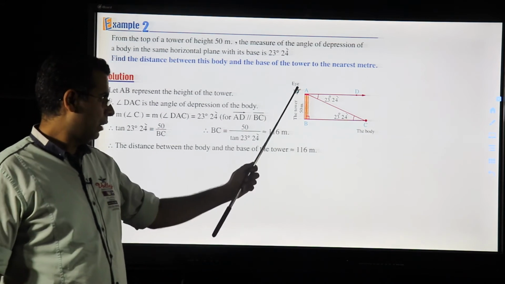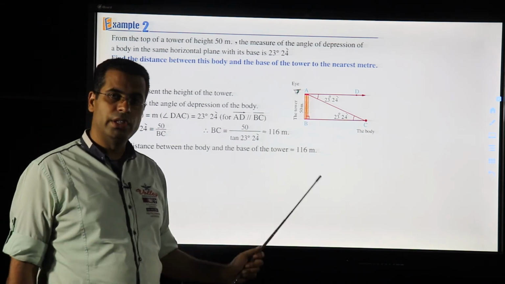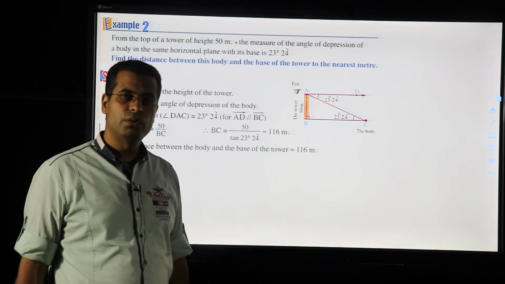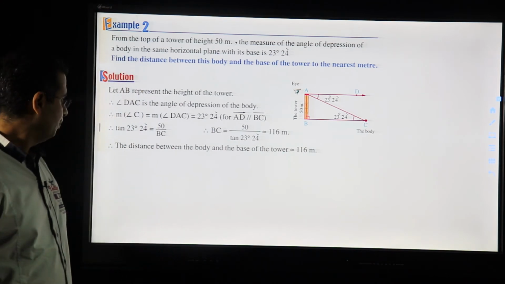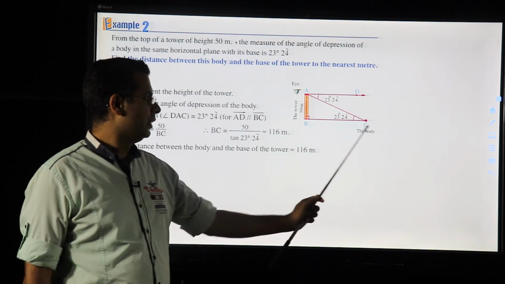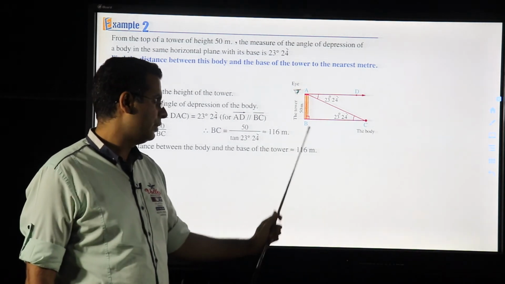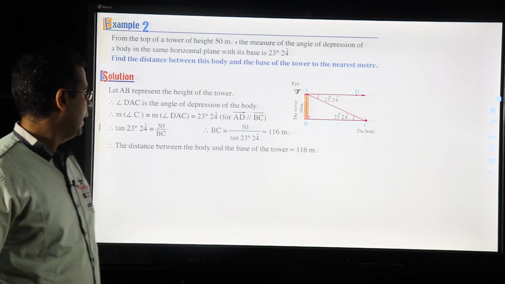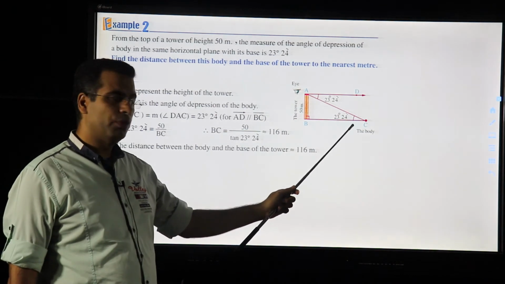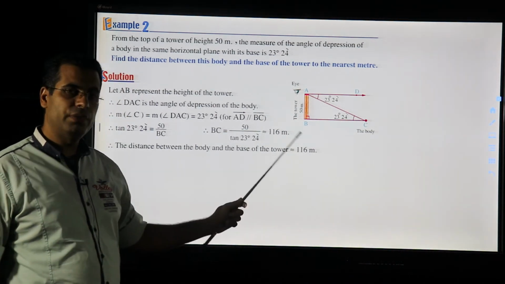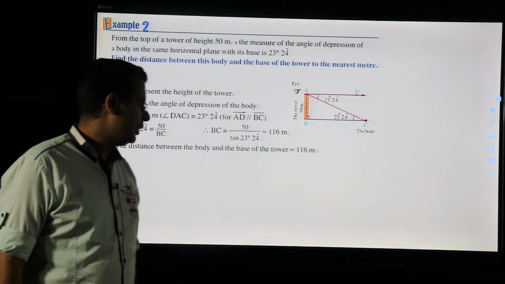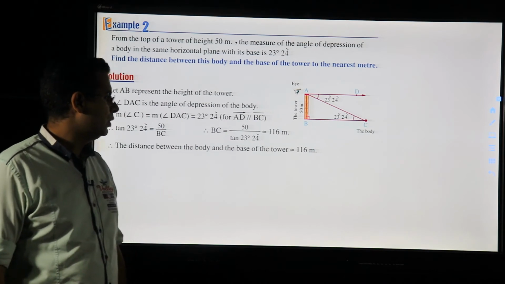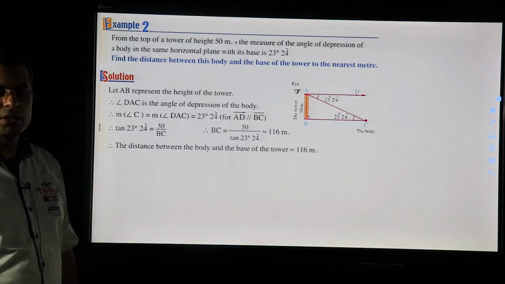Now we have triangle ABC. The measure of angle B is 90, of course, the height is 50 meters, and the measure of angle C equals 23 degrees 24 minutes. We want to find BC, the distance between the body and the base of the tower. We can also use tan, because tan 23 degrees 24 minutes equals the opposite, which is 50, over adjacent, which is BC. Therefore, BC equals 50 over tan 23 degrees 24 minutes, approximately equals 160.